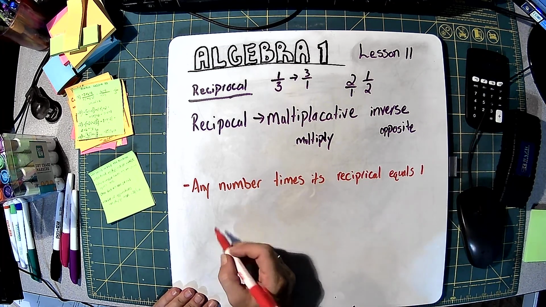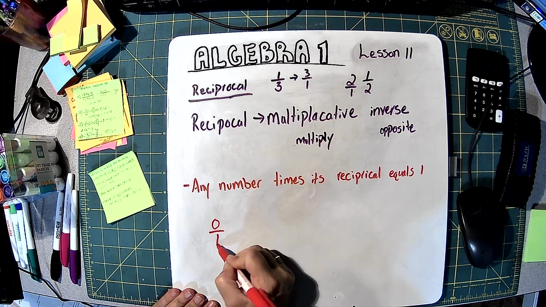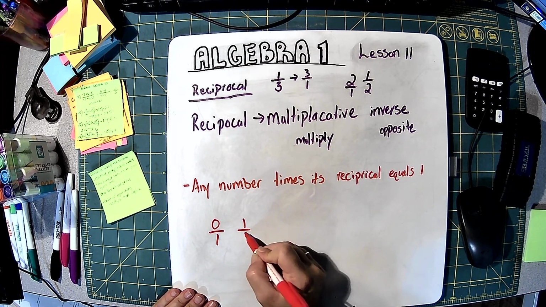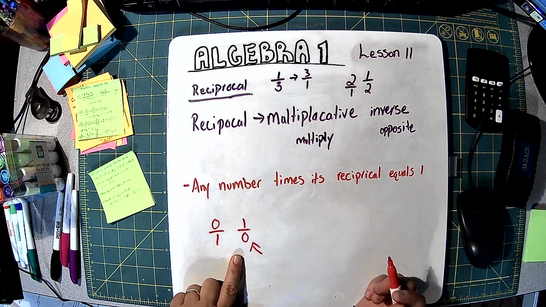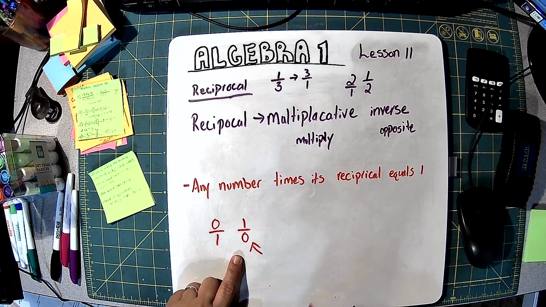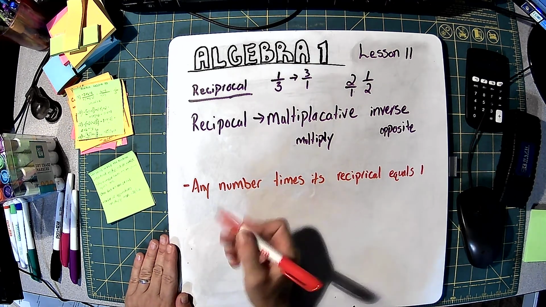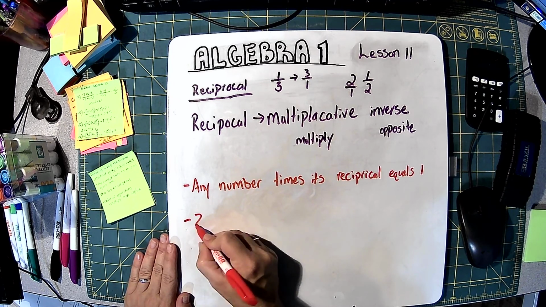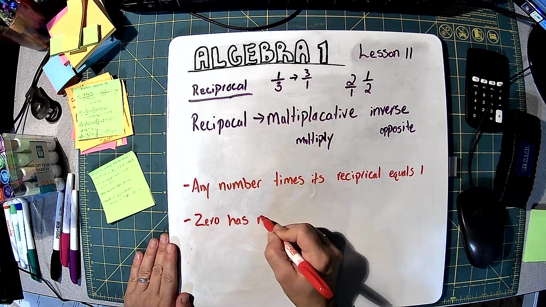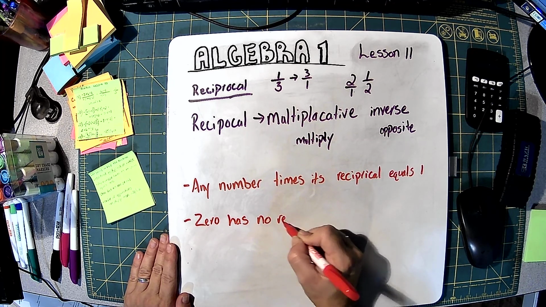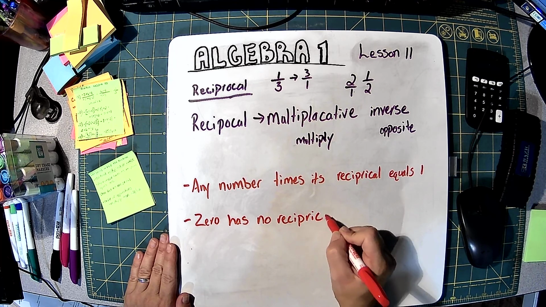Now, can we do 0's reciprocal? So if we take 0, which is really 0/1, if we flip that, we're going to get 1/0. Remember, we can't have 0 on the bottom, in the denominator of a fraction. So 0 is the only number without a reciprocal. So 0 has no reciprocal, because we cannot divide by 0.